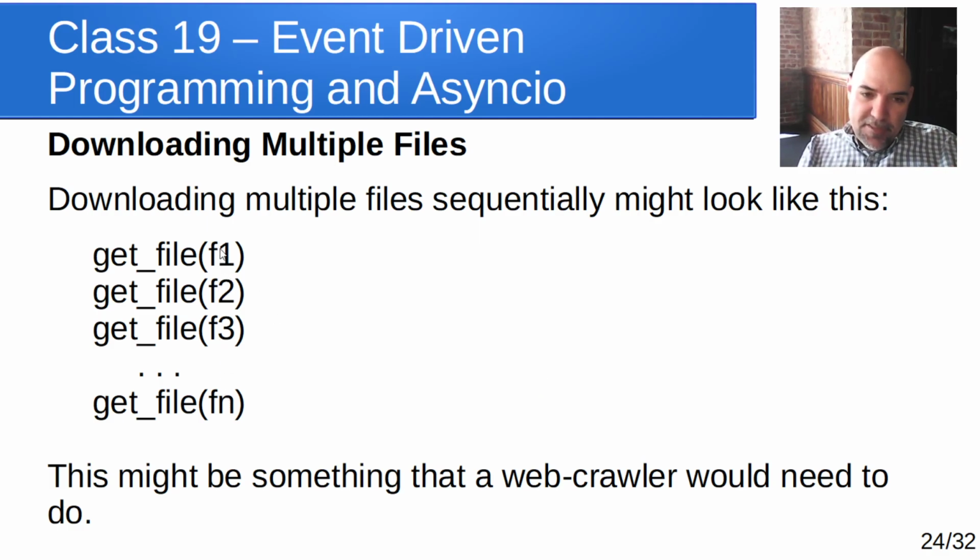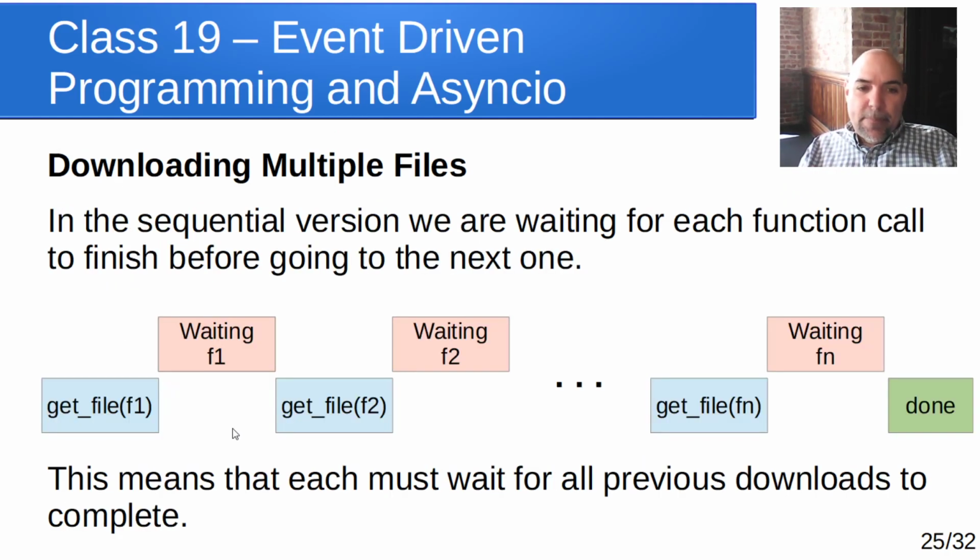So this is the kind of thing that we might actually need to do. This is a practical example. Now, if we do the sequential version, it's going to end up looking like this. In other words, get file F1, wait for it to complete. Once it's complete, we have that file, so we go on to file F2, wait for it to complete. And we keep doing that until we get to the last file. When it's complete, we're done. So that means each must wait for all previous downloads to complete.